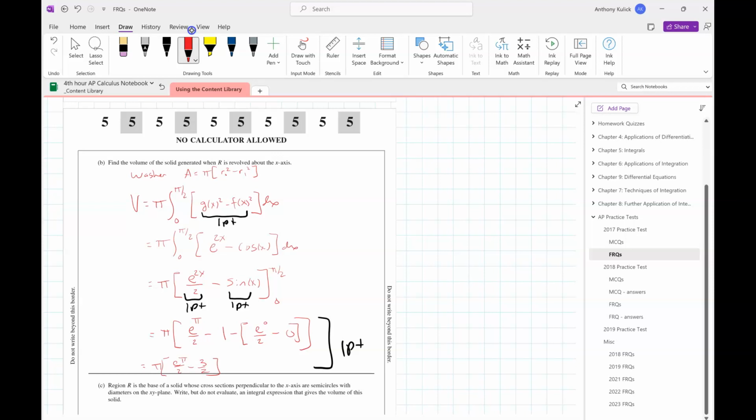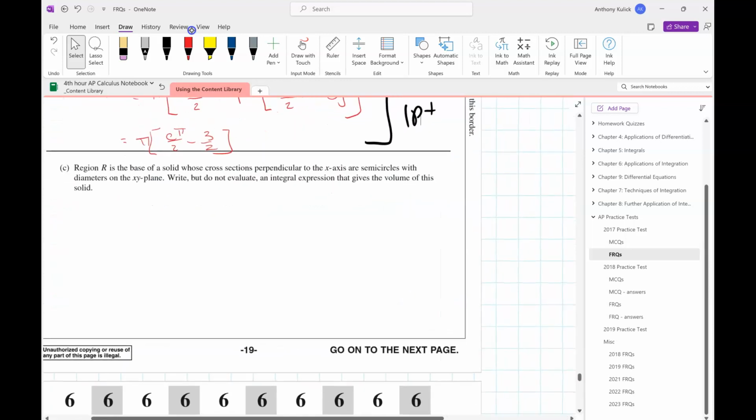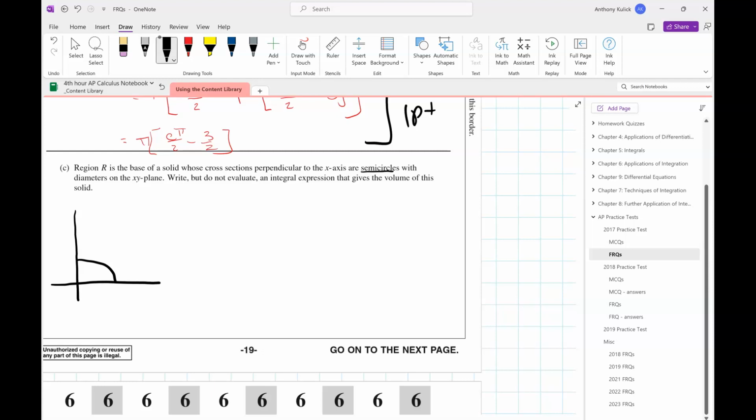Does that feel okay here, folks? All right. Part C says the region R is the base of a solid whose cross sections perpendicular to the x-axis are semicircles with diameters in the xy plane. Write, but do not evaluate an integral expression that gives the volume of this solid.